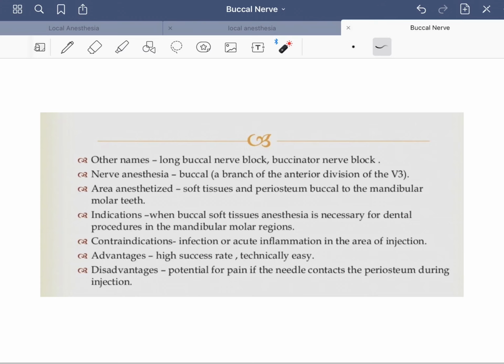Area anesthetized include soft tissues and periosteum, buccal to the mandibular molar teeth. Indications: when buccal soft tissue anesthesia is necessary for dental procedures in the mandibular molar region. The contraindications include infection or acute inflammation.